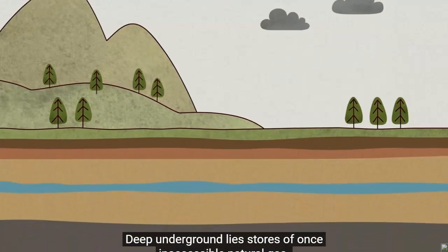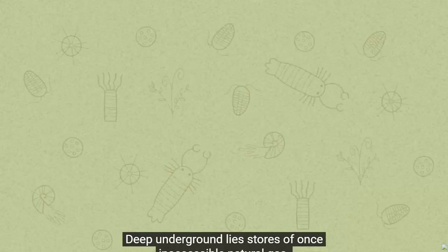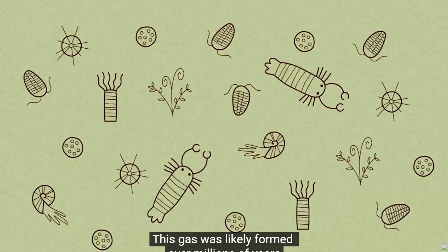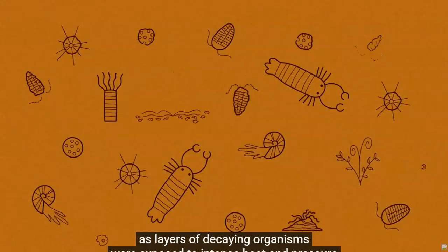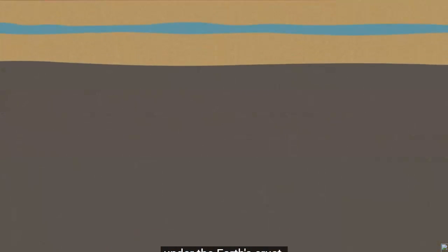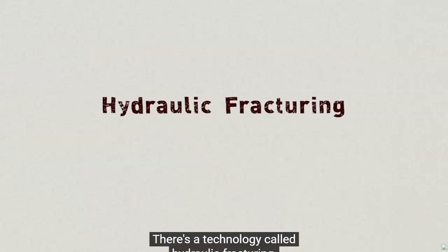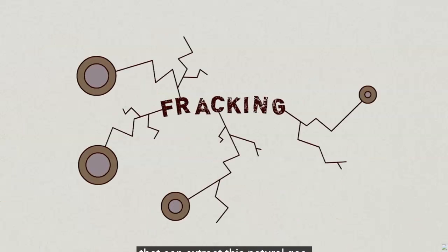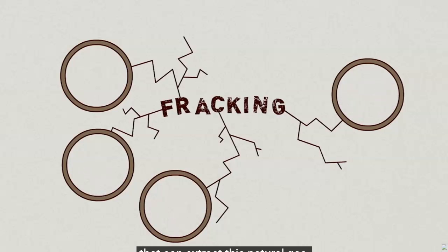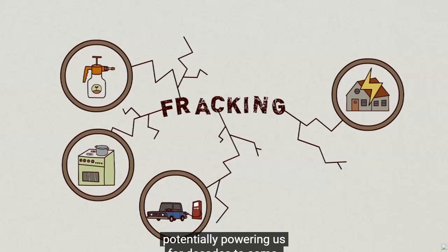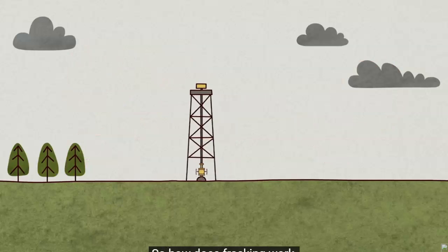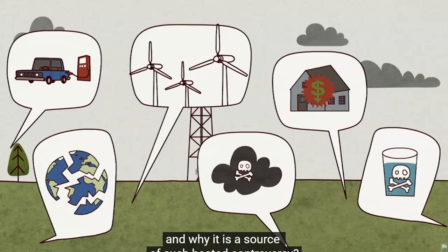Deep underground lie stores of once inaccessible natural gas. This gas was likely formed over millions of years as layers of decaying organisms were exposed to intense heat and pressure under the Earth's crust. There's a technology called hydraulic fracturing, or fracking, that can extract this natural gas, potentially powering us for decades to come. So how does fracking work, and why is it a source of such heated controversy?